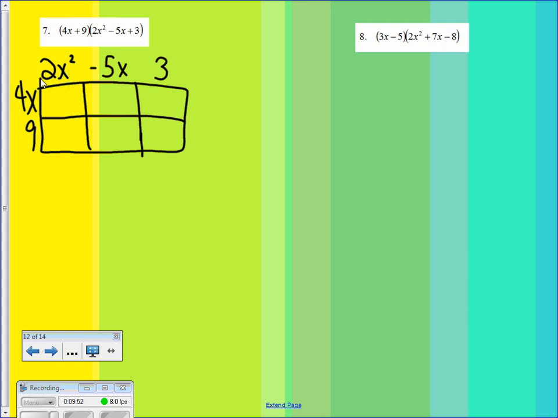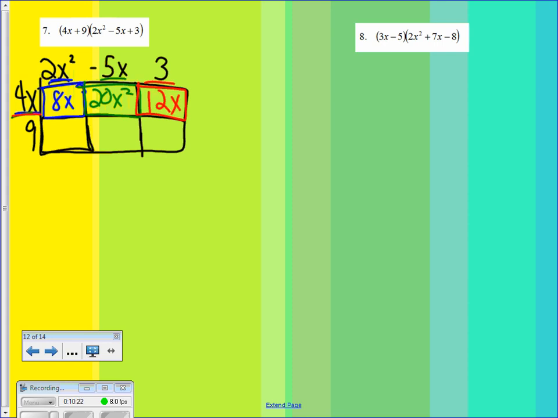So for that first box right here, I'm multiplying 2x squared times 4x. Well, first I multiply the coefficients. 2 times 4 is 8. X times x squared is x cubed. Next, I'm going to multiply this box. 5x times 4x is 20x squared. Next, I'm going to multiply into this box. 3 times 4x is 12x.